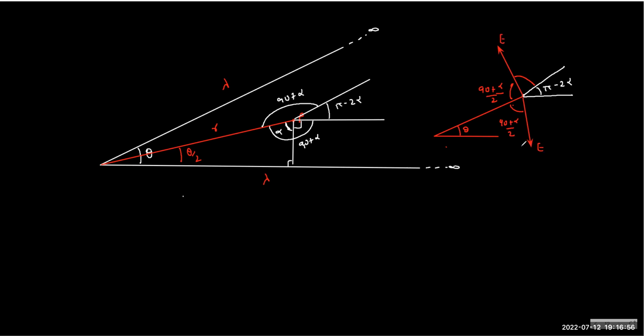Now if this is E, this is also E. Let's say E is the net value for each wire separately. So the net value in this case will be 2E cos of 90 plus alpha by 2. And what is E actually? E is due to one wire, and due to one wire, we know the answer: 2k lambda by D, which is r sin theta by 2, into sine of the angle subtended.